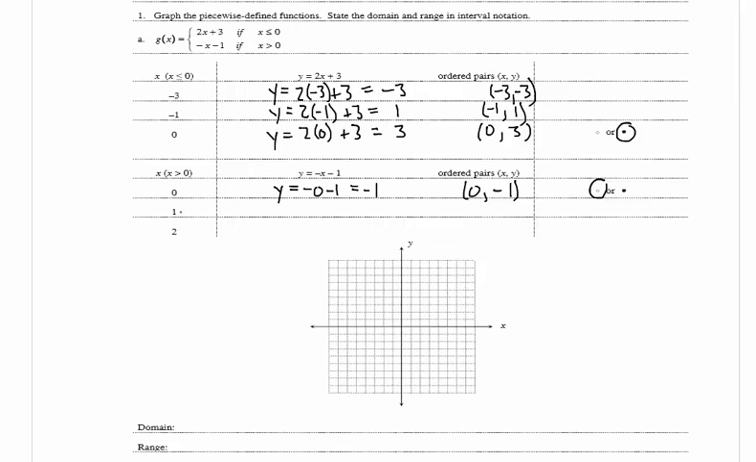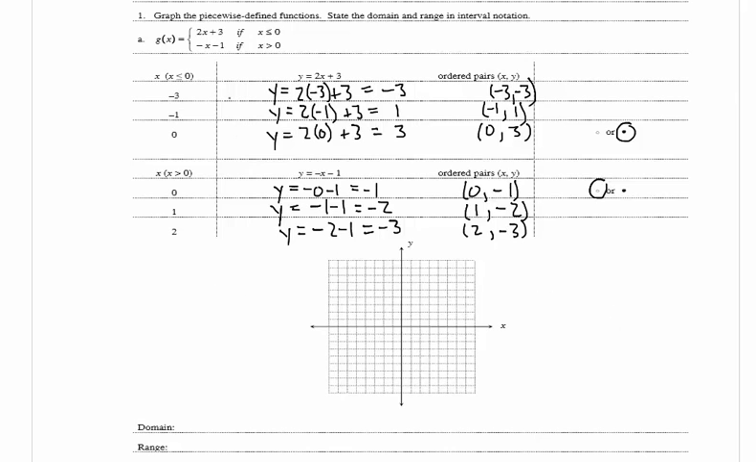And now we're going to look at x is equal to 1, so y is equal to negative 1 minus 1, which is negative 2. So our ordered pair is 1, negative 2. And for x is equal to 2, then y is negative 2 minus 1, which is equal to negative 3. And the ordered pair would be 2, negative 3. And now we want to graph g of x.